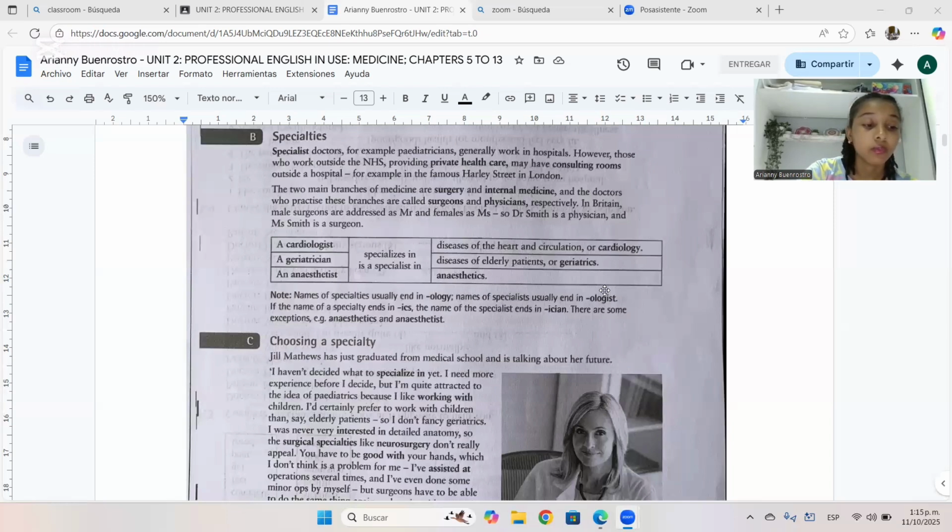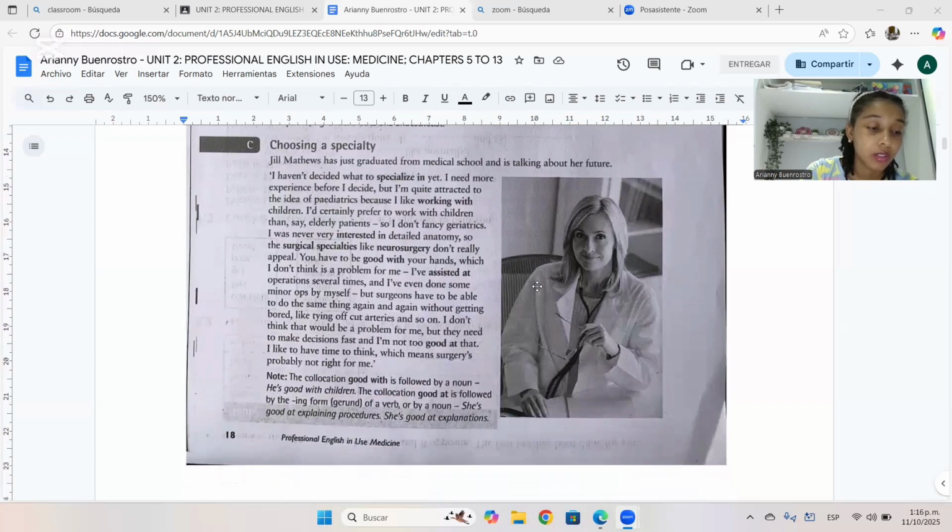Note: names of specialties usually end in -ology. Names of specialists usually end in -ologist. If the name of a specialty ends in -ics, the name of the specialist ends in -ician. There are some exceptions, e.g., anesthetics and anesthetist.